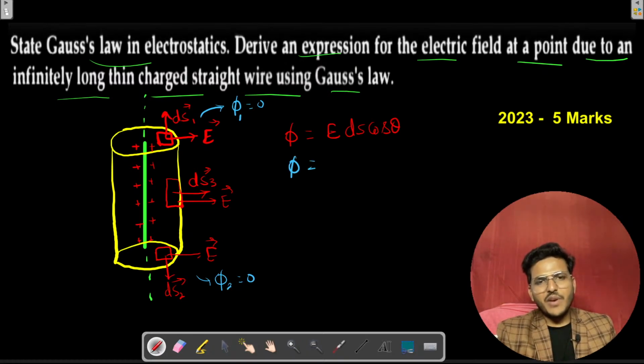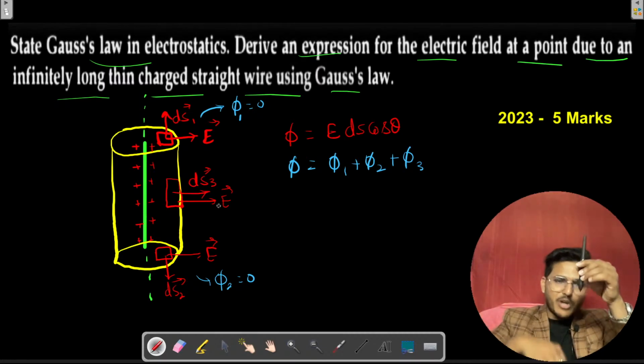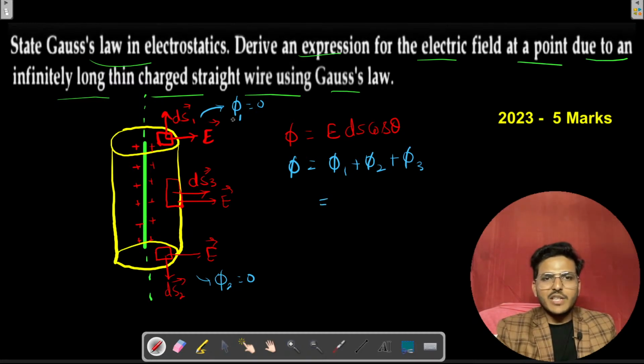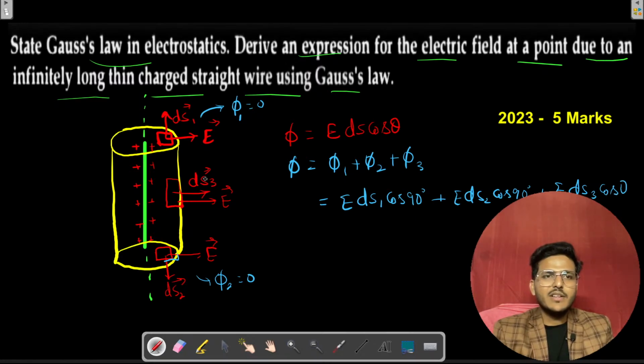So if I'm considering phi equals to what? Phi 1 plus phi 2 plus phi 3. That is the flux moving outward from the top of the surface, flux moving outward from the bottom of the surface, and flux moving outward from the lateral surface. As you know that phi 1 is 0. Why is phi 1 0? Just because phi 1 is E ds1 cos 90 degree. For phi 2, again see, E ds2 cos 90 degree. And for phi 3, this one is E ds3 cos 0 degree.